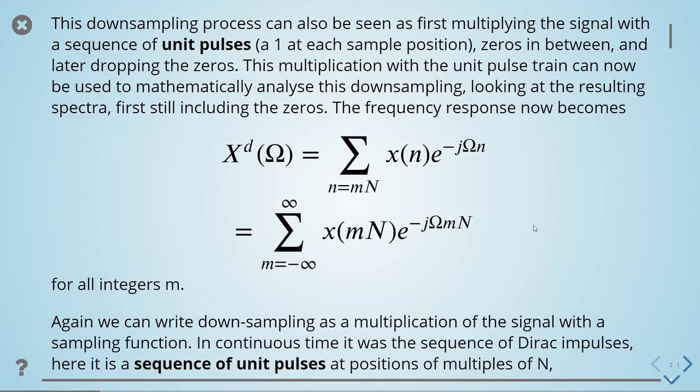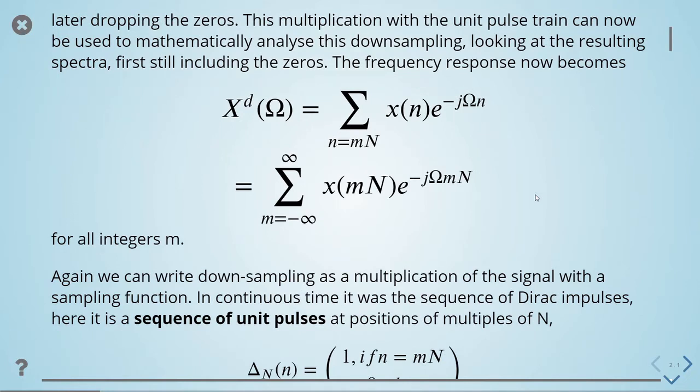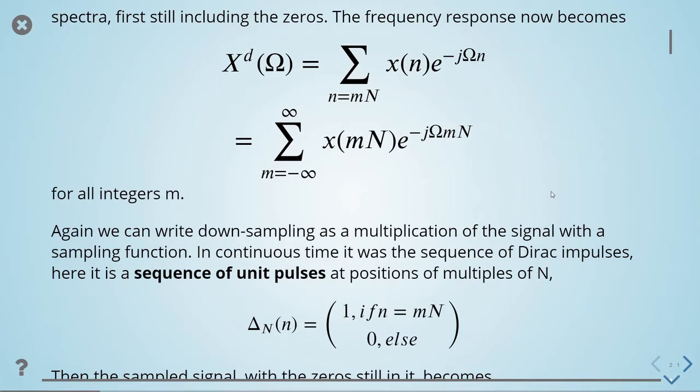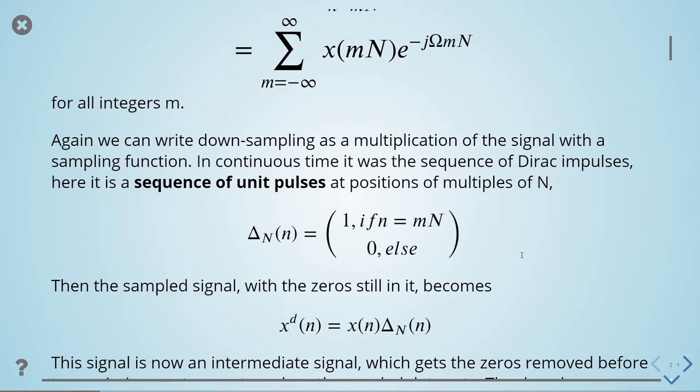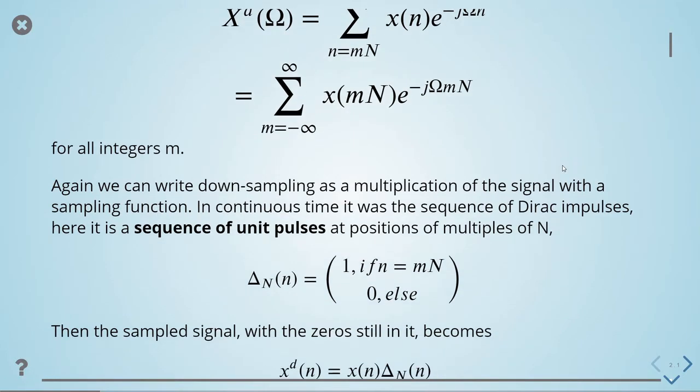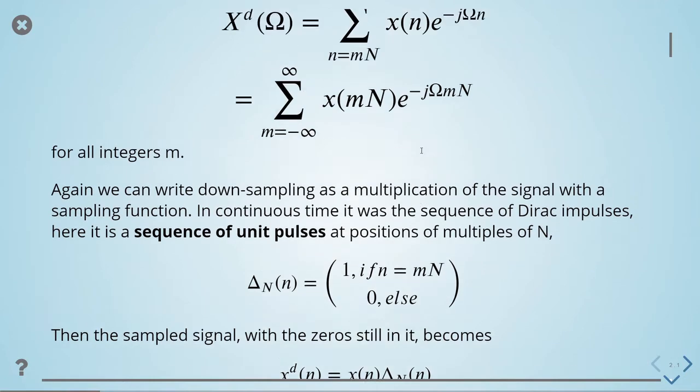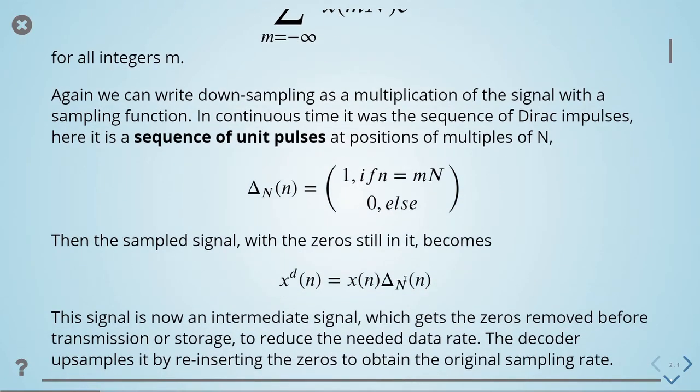So we can write downsampling as the multiplication of the signal with a sampling function. In continuous time it was a sequence of Dirac impulses, but here it is a sequence of unit pulses at positions that are multiples of N. This sequence of unit pulses is equal to 1 if n equals m times N, or 0 elsewhere. So the sampled signal with the zeros still in it becomes x of n times this sequence of unit pulses. We will do the same as before, but now we replace x of n by x of n times the sequence of unit pulses.